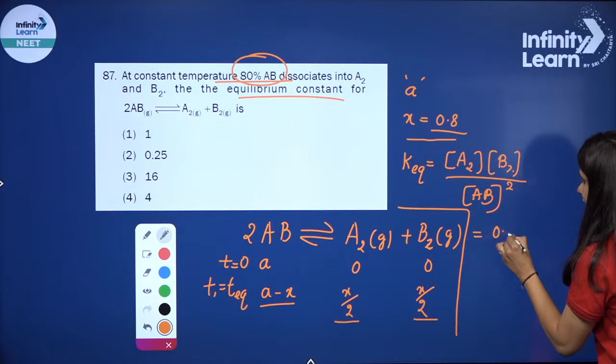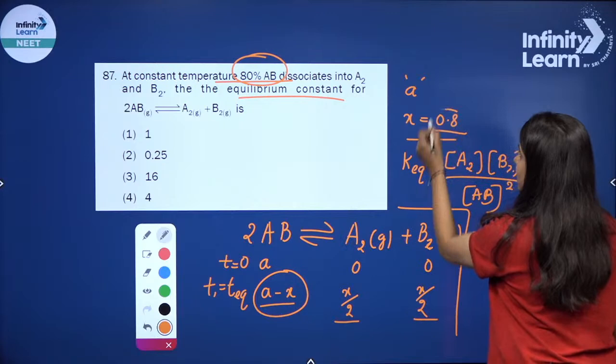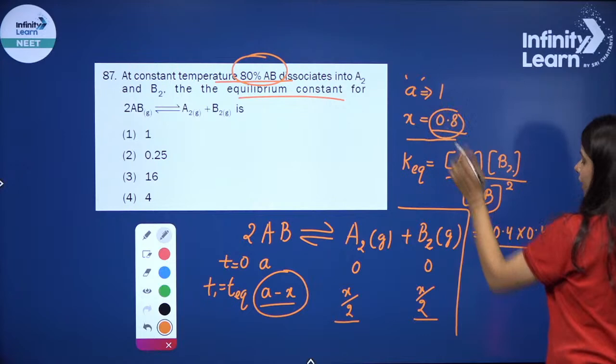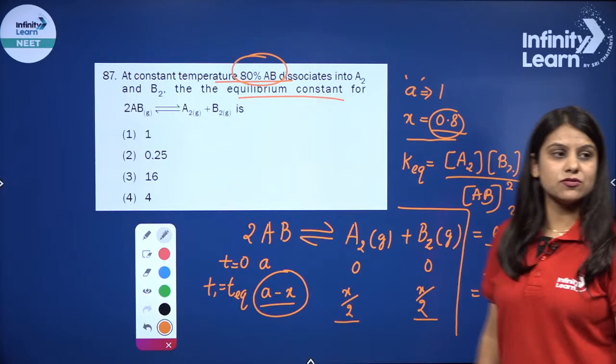Now, A minus X, for AB square. Suppose we take A as 1, right? So it will be 0.2. So here 0.2 into 0.2. Solving this, we can get 2 into 2, 4. What is the correct answer? The correct answer is option number 4.